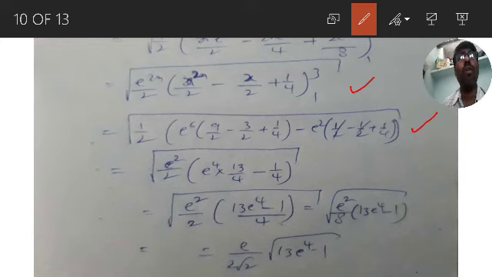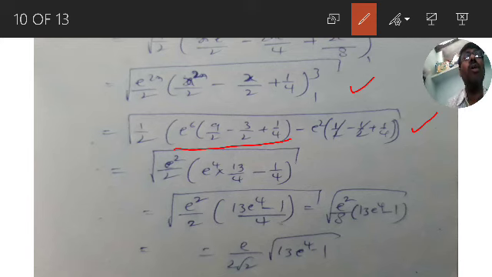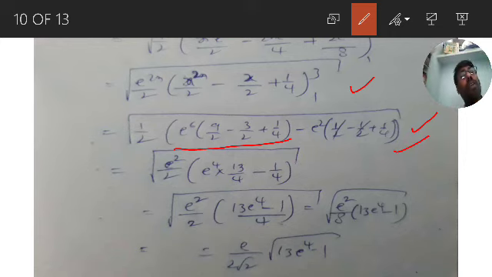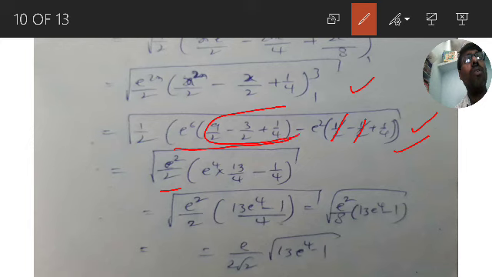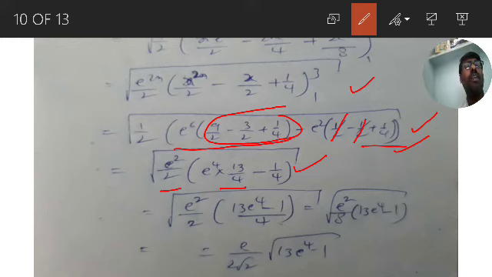So substitute 1 by 2 outside. E power of 2 into 3, that is e power of 6, 3 square, that is 9 by 2 minus 3 by 2 plus 1 by 4. And then lower limit is 1. E square into 1 by 2 minus 1 by 2 plus 1 by 4. 1 by 2 minus 1 by 2 cancel. E square common. So if you take e square common, that is e square by 2, and if you simplify, you will get 13 by 4, here 1 by 4. So 13 e power of 4 into 13 by 4 minus 1 by 4.